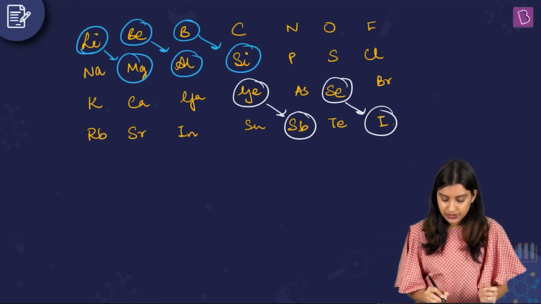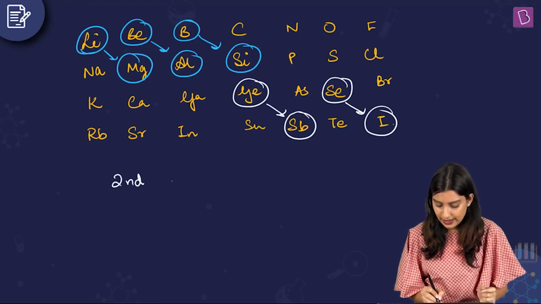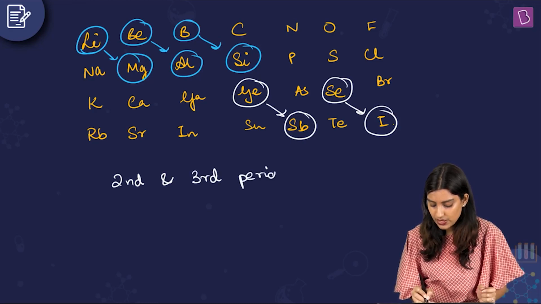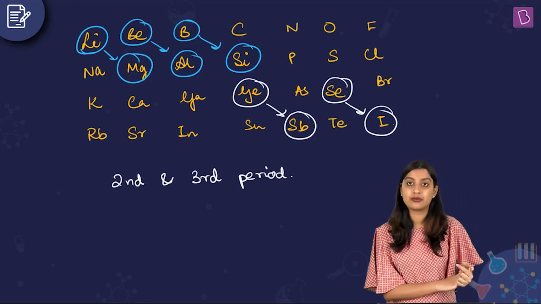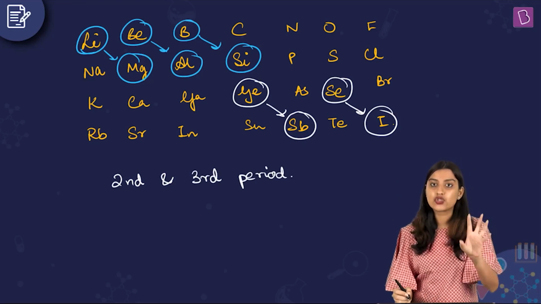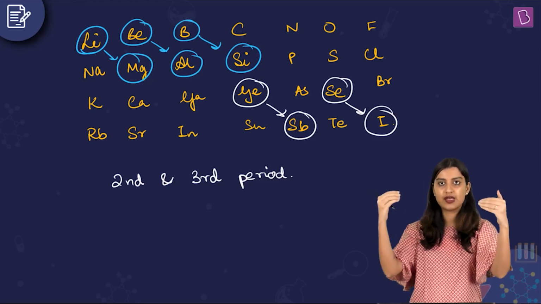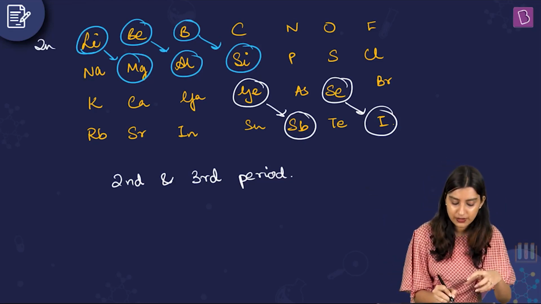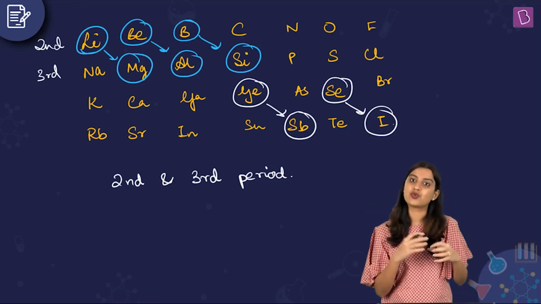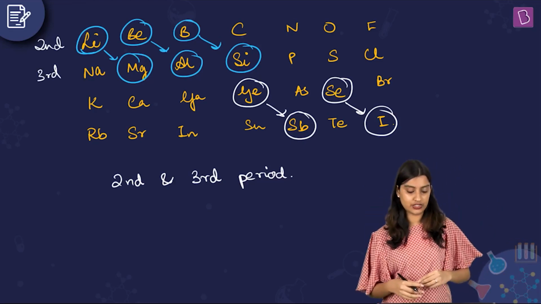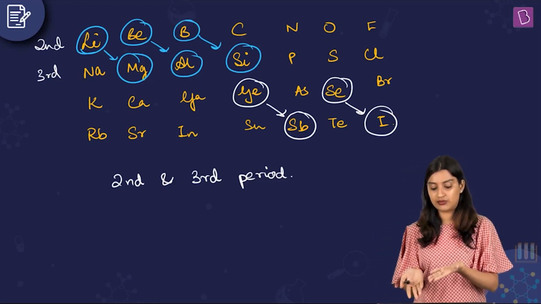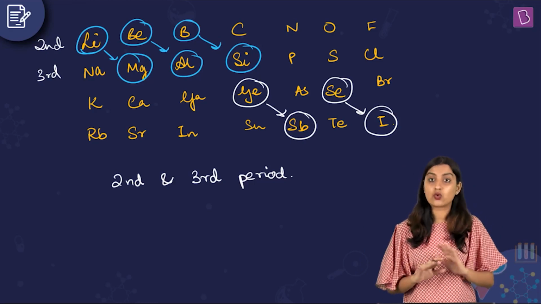So what is important about diagonal relationship? Very, very important: it is shown only by second and third period elements. Okay, this is one very important thing about diagonal relationship, that only second and third period elements show this relationship, right? Your first period is hydrogen, helium. This is your second period. This is your third period, right? And these are the only two places where you see diagonal relationship. Don't try to apply it here like I did for germanium and antimony, selenium and iodine. No, that's not how it works.